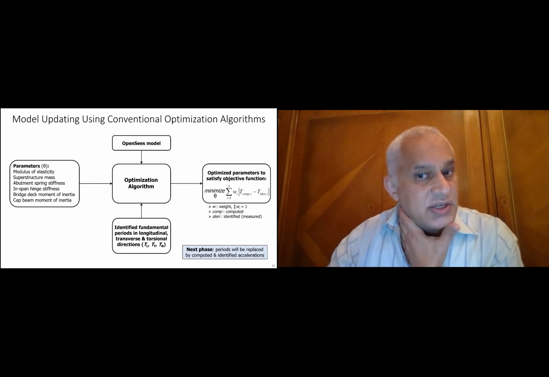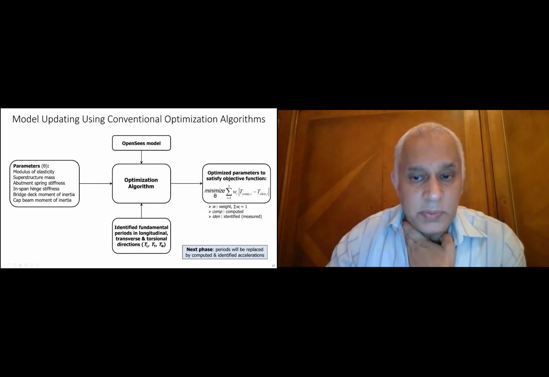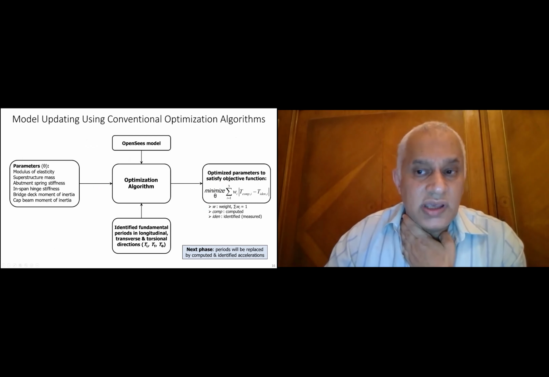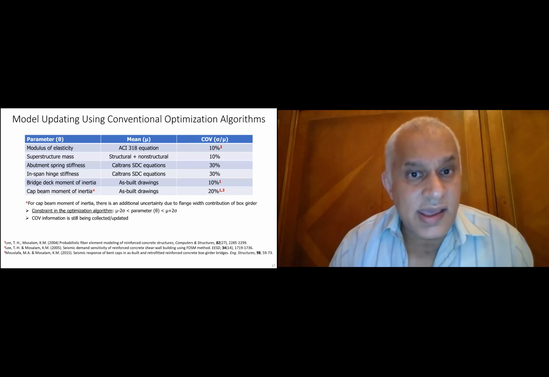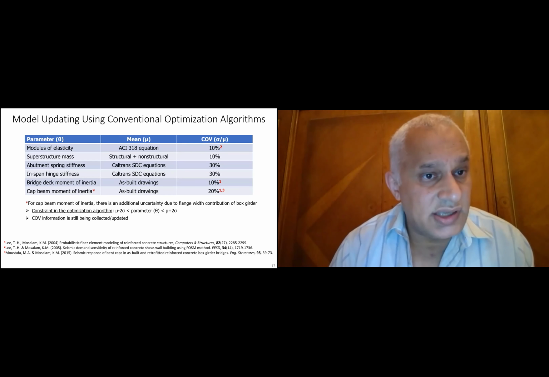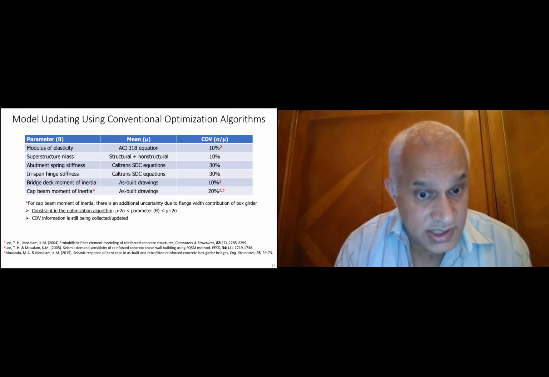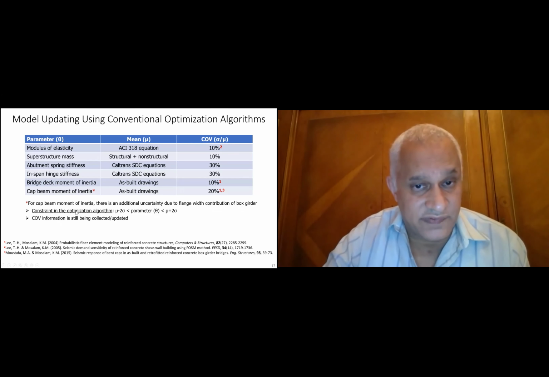As far as the optimization algorithm, the conventional approach is to use some response quantity like the period that will be replaced by the identified, let's say, peak acceleration. And by making sure the weighted error between computed and identified is minimized, we can adjust the different model parameters. We're working on acquiring data in terms of the involved uncertainties for the different parameters, so we can constrain the optimization algorithm for these parameters to be within mean plus or minus twice standard deviation.